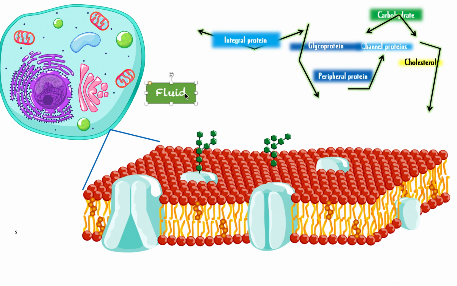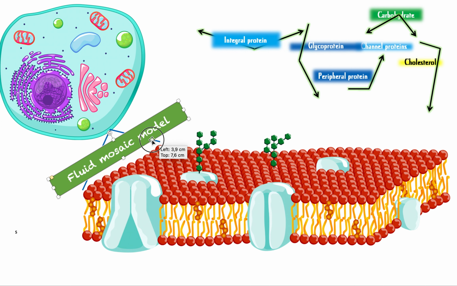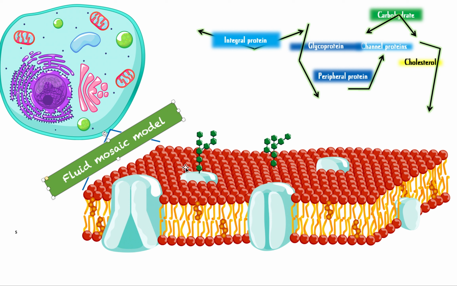The first thing I want to say is that what we're seeing here is a theory, right? And we call this theory of the cell membrane the fluid mosaic model. This is the currently accepted theory of how the cell membrane looks. The fluid mosaic model.